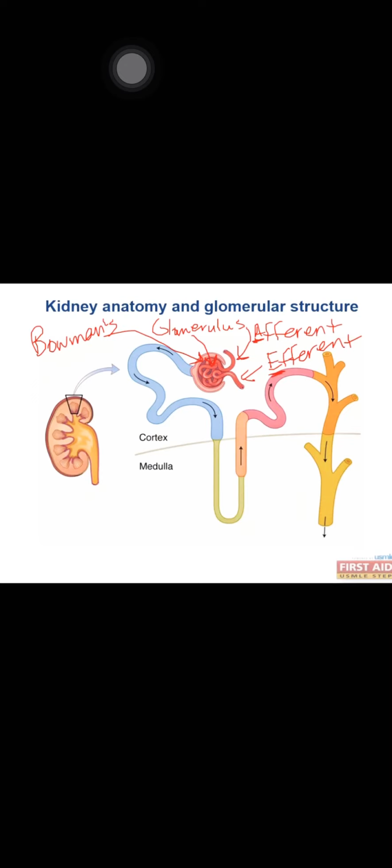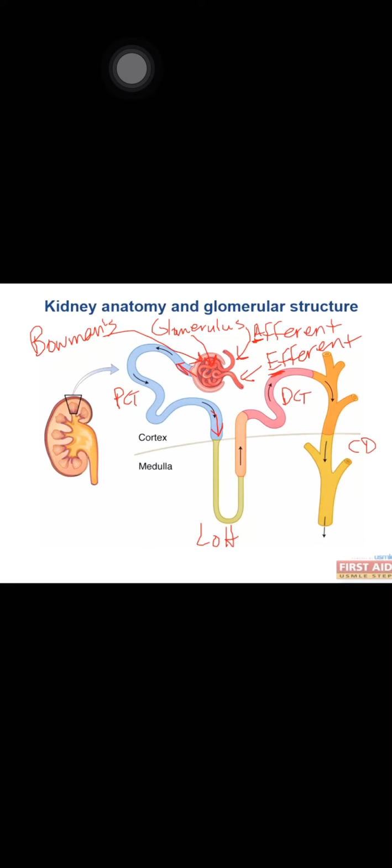From here, the plasma is now called filtrate, and the filtrate passes into the proximal convoluted tubule, PCT. Then it continues on to the loop of Henle, shown here, and then it continues on to the distal convoluted tubule, and then finally to the collecting duct. The collecting duct will drain into the minor calyx at the tip of the renal pyramid, which is called what? The renal papilla. And we'll talk about each of these sections of the nephron in more detail during renal physiology.